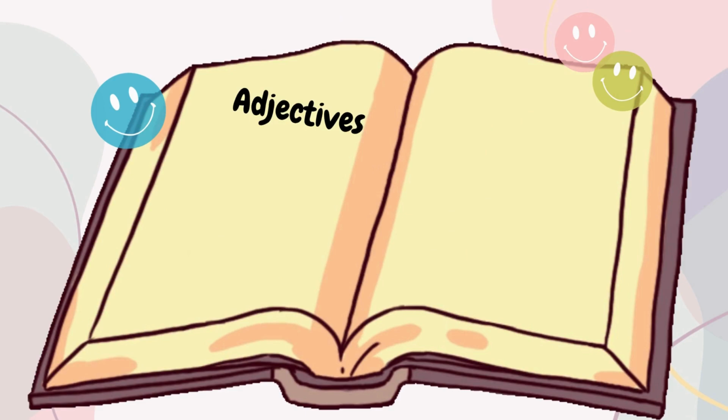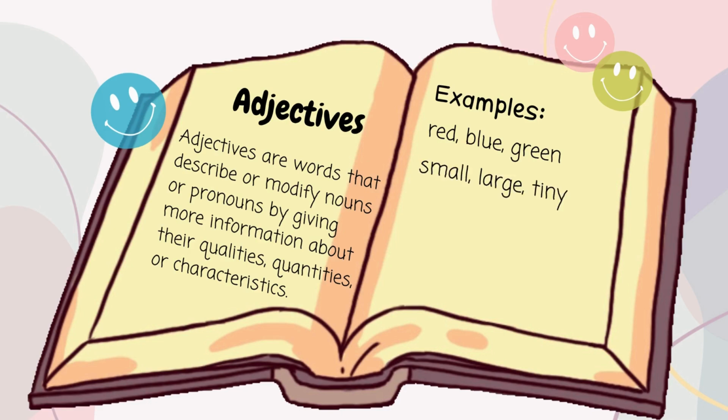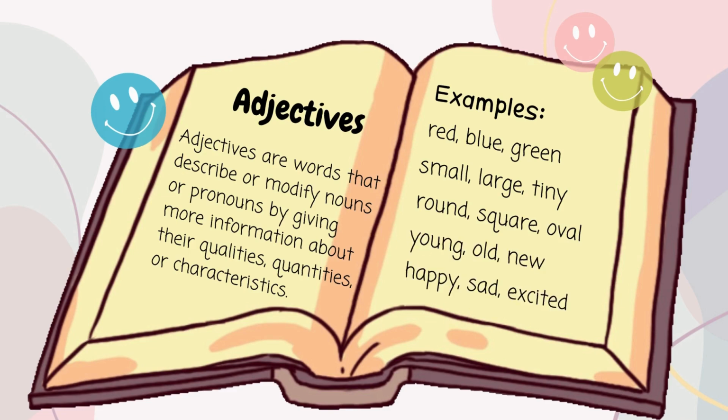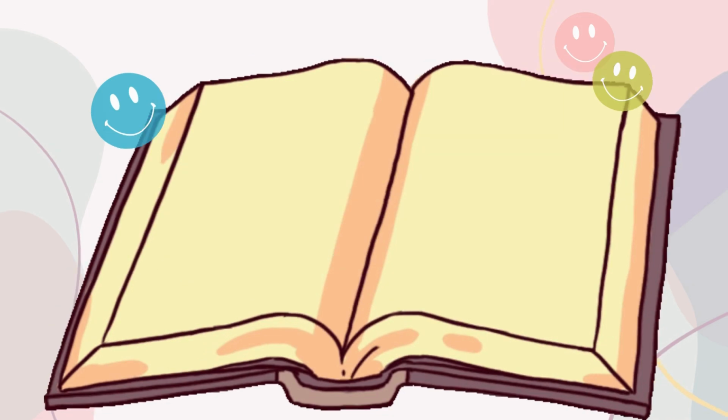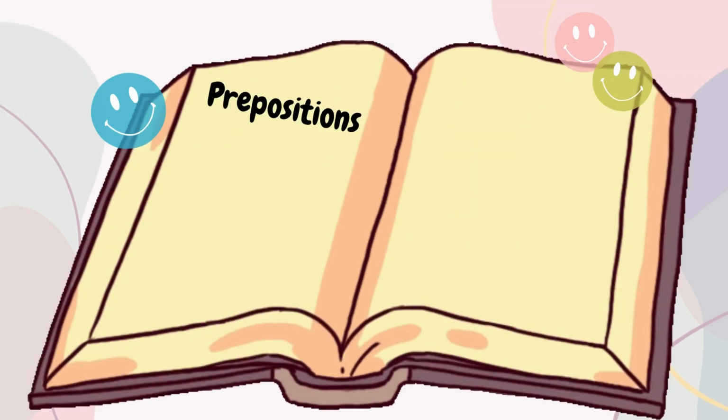Adjectives. Adjectives are words that describe or modify nouns or pronouns by giving more information about their qualities, quantities, or characteristics. Examples: color: red, blue, green. Size: small, large, tiny. Shape: round, square, oval. Age: young, old, new. Feeling: happy, sad, excited. Now let's find the adjectives of this sentence. Twinkling and fluffy.